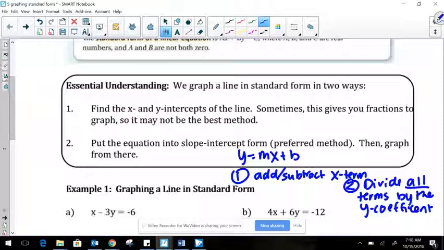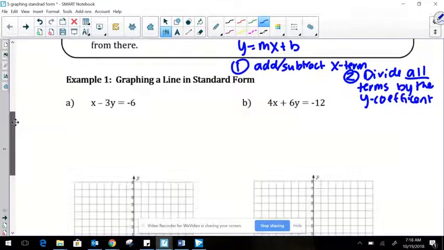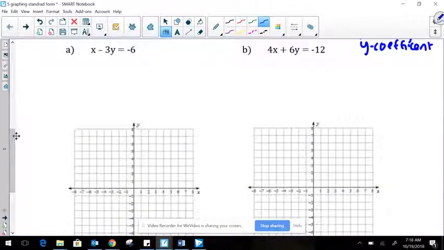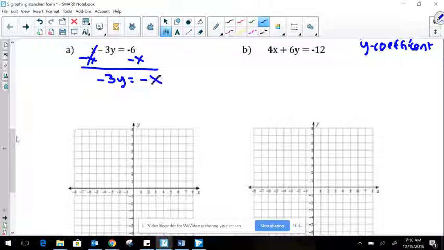Okay, so let me show you what I mean here with problem A. We have x minus 3y is equal to negative 6. Before we can graph this, we have to get it in y equals mx plus b format. So first thing I'm going to do is subtract my x over. Now I'm going to write my x term first, so I have a minus x, and then I have a minus 6. You cannot combine those two because one is a variable, one is a number. It's very important. They stay separate.